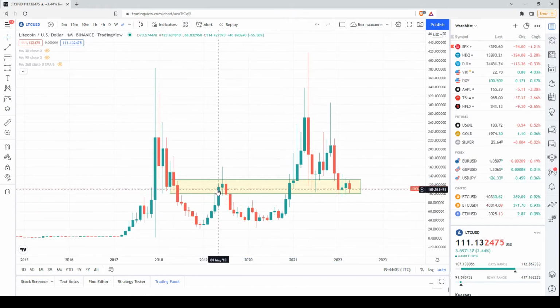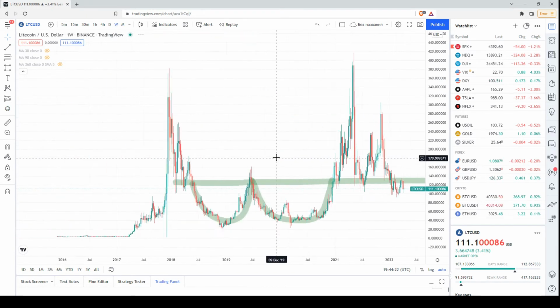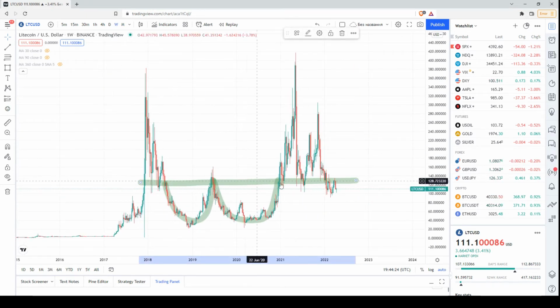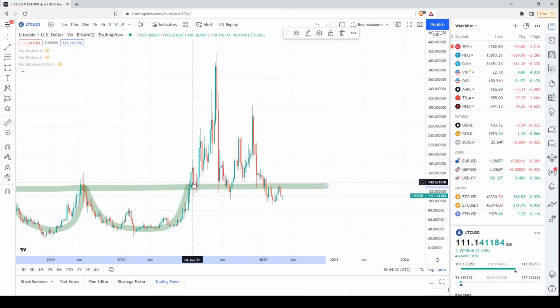So we had a double bottom here, and we will analyze once again this double bottom. Actually, we've been following this technical pattern since 2020. We're very familiar with this double bottom here. Let's have a look at it in the weekly time frame. So this is the double bottom. This is the neckline. So a breakout took place in January of 2021.